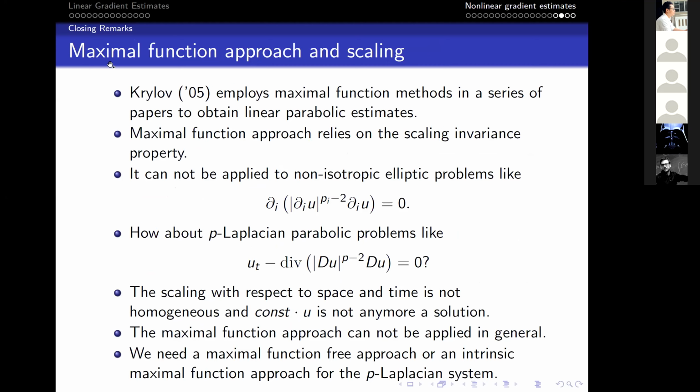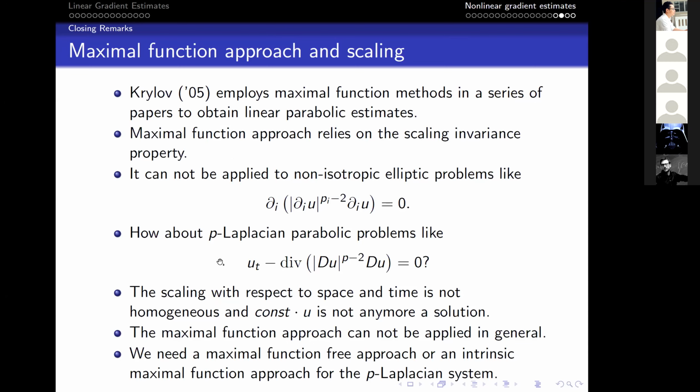And another thing, as I said several times, this maximal function approach is really dependent on the scaling, the standard maximal function. On the other hand, Krylov also employs a sharp maximal function method, in a series of papers, to obtain linear parabolic estimates. And this classical maximal function approach relies on the scaling invariance property. And the thing is that it cannot be applied to this kind of non-isotropic elliptic problems.